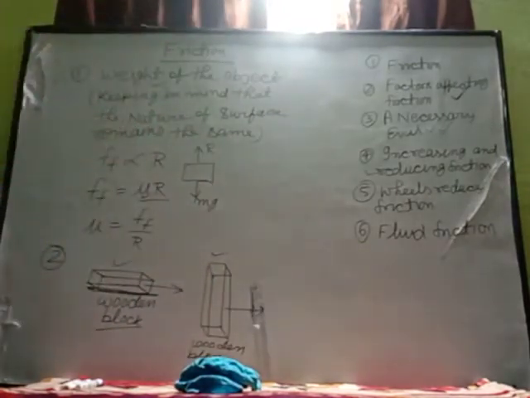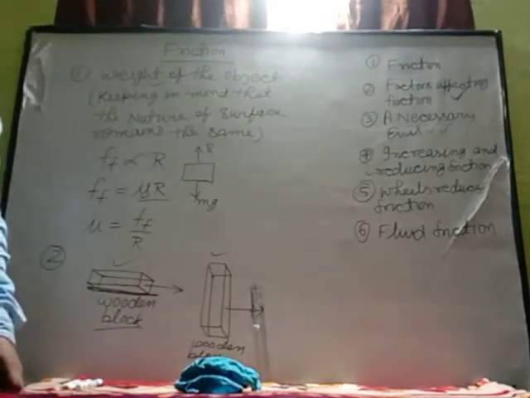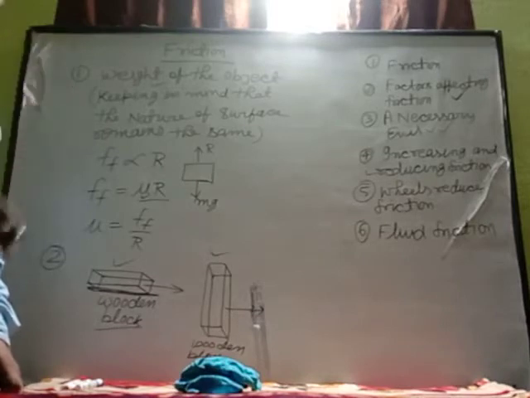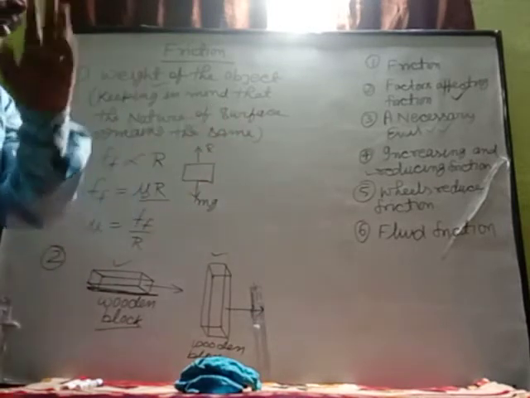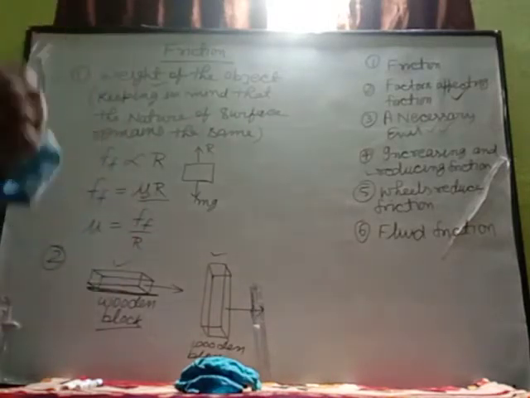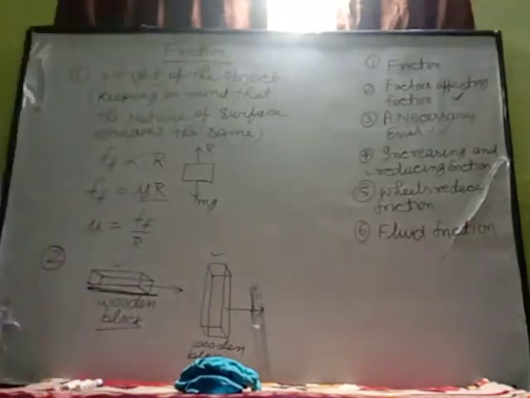Suppose you have a device. Suppose we have a machine. We sometimes put oils, grease, so that what happens? It reduces the friction and the efficiency of the machine increases. Then after, wheels reduce friction.